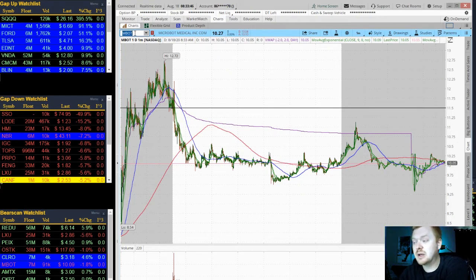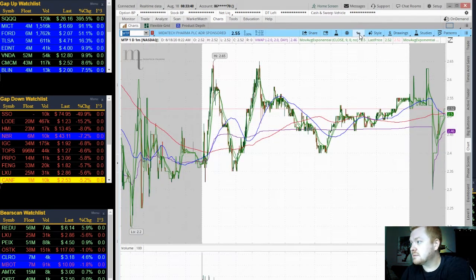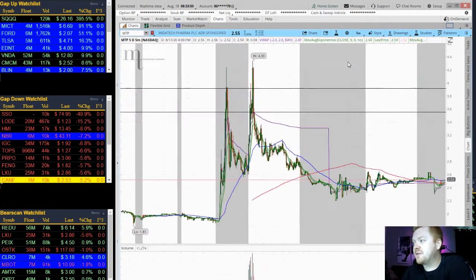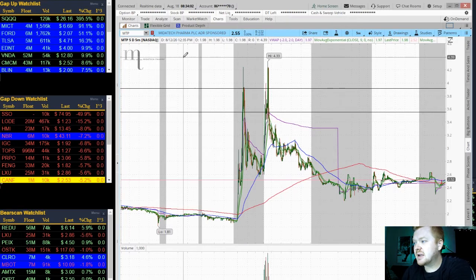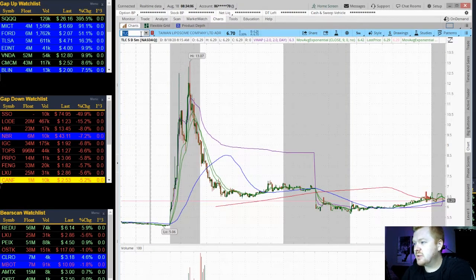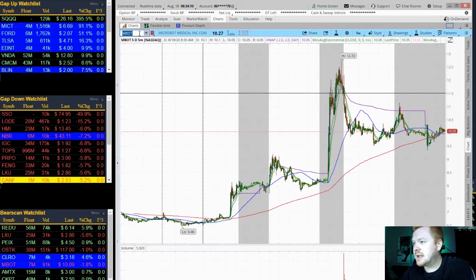What are they doing? So MTP, for instance, and I like to use the 5-day range. 5-day in the morning gives me good insight into what the stock has been doing the last few days. MTP, I noticed that this stock was our leading gapper on Friday, and it ended up failing. TLC was the stock on Friday, ended up gapping and failing. Yesterday on Monday, MBOT was our leading gapper, ended up failing and fading throughout the day.